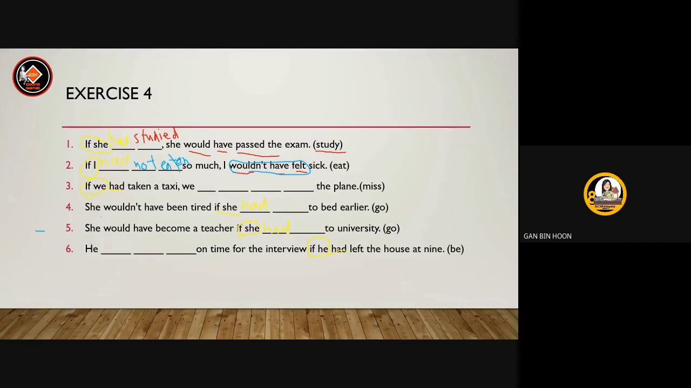Okay, number 3. If we had taken a taxi. So answer? Had taken. Correct. So what do we use, teacher? We use would, right? The second part. So would.